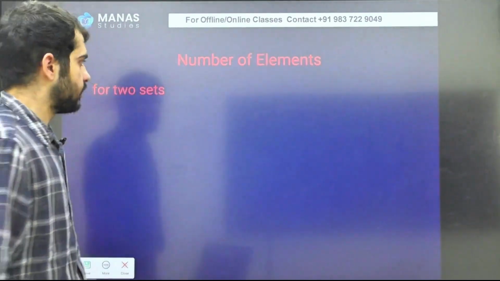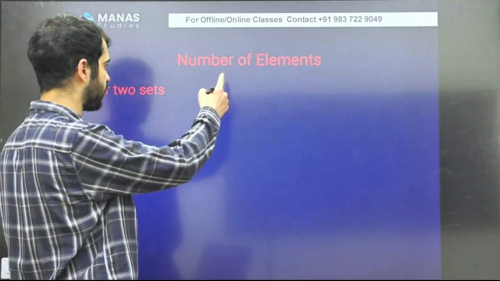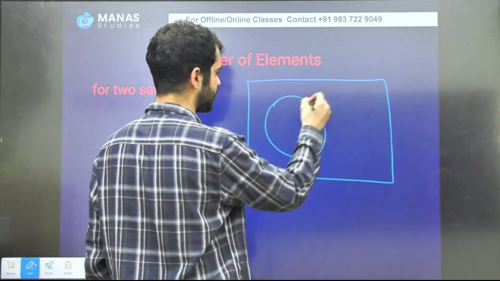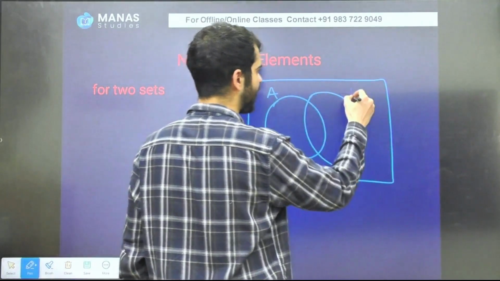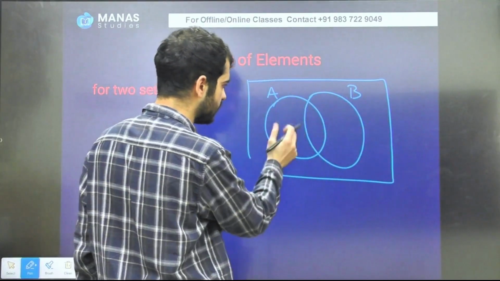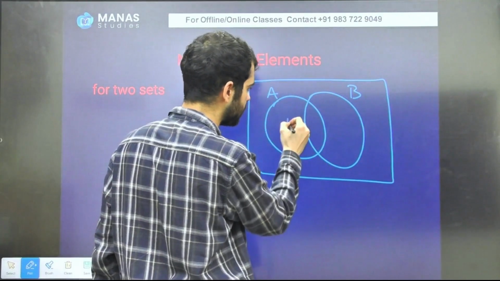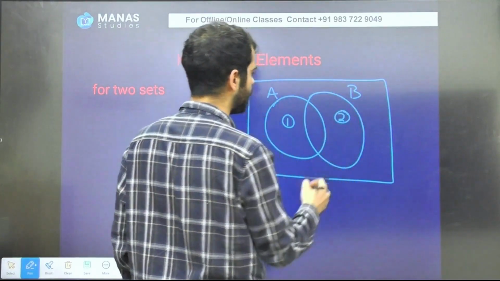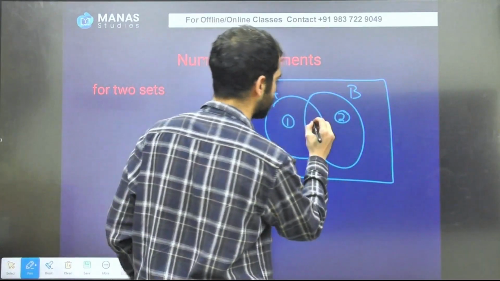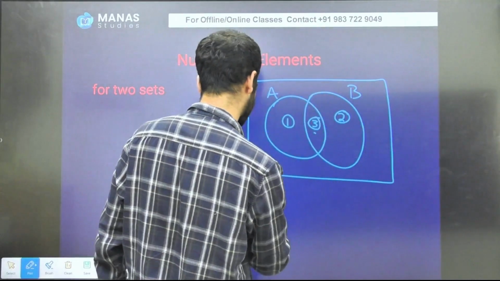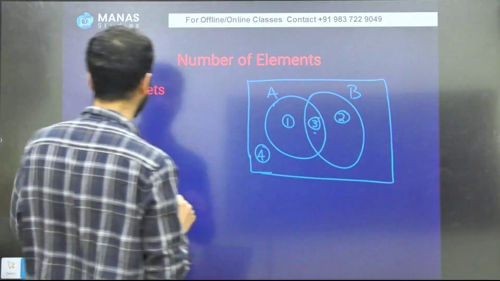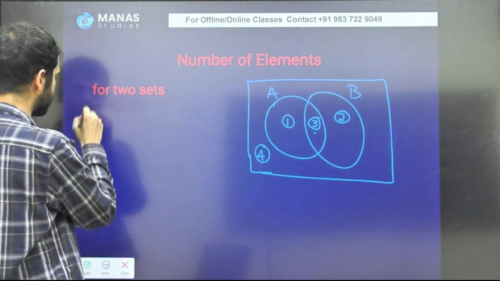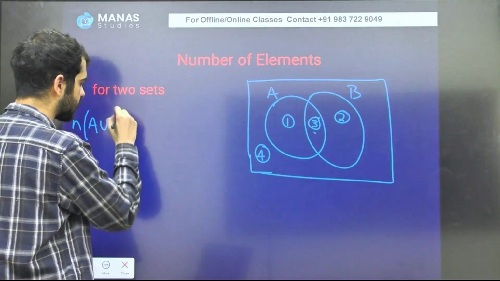Let's look at another topic, that is number of elements for two sets. Let's explain that while using a Venn diagram. Let's say there are two sets A and B. I'm going to denote this region and only this, that is A minus B, by this symbol, denoting the region B minus A by this symbol, and denoting the region A intersection B by this symbol, and the remaining is denoted by this symbol. If I'm talking about the number of elements in these two sets, that is the number of elements in the set which is created by A union B.